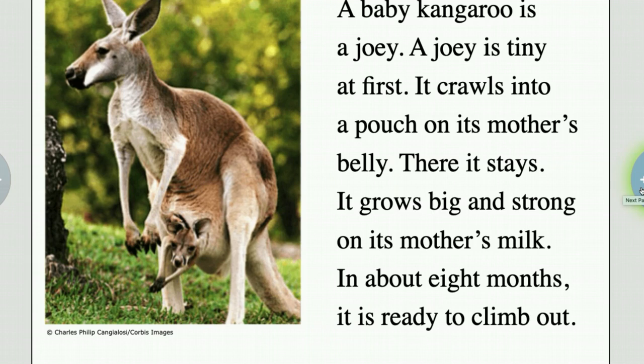Remember to be looking for similarities and differences between the adults, or the mommy or the daddy, and the baby or the offspring. Look for what's the same and different about them.